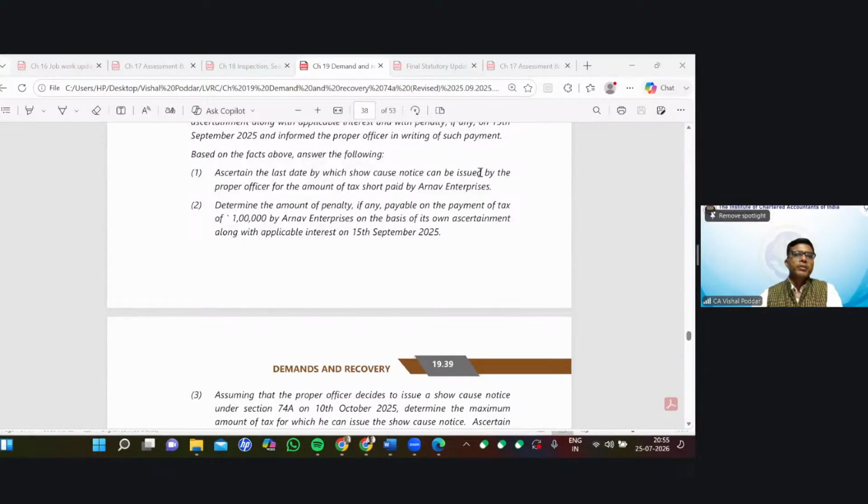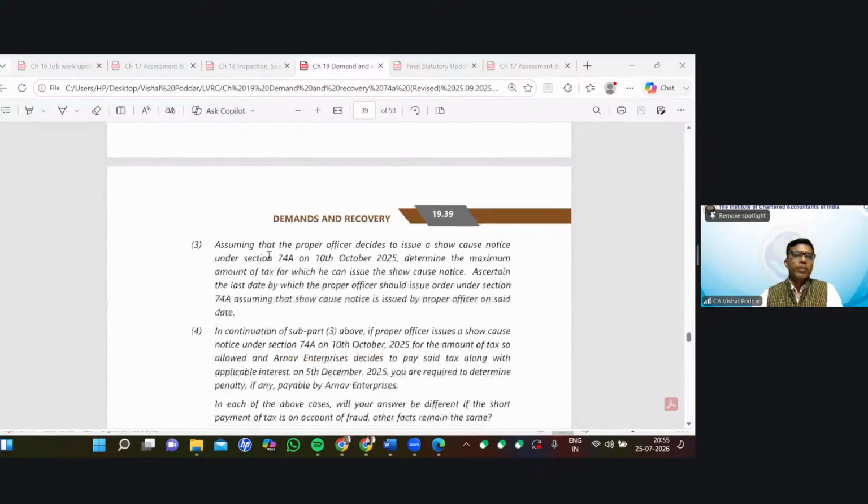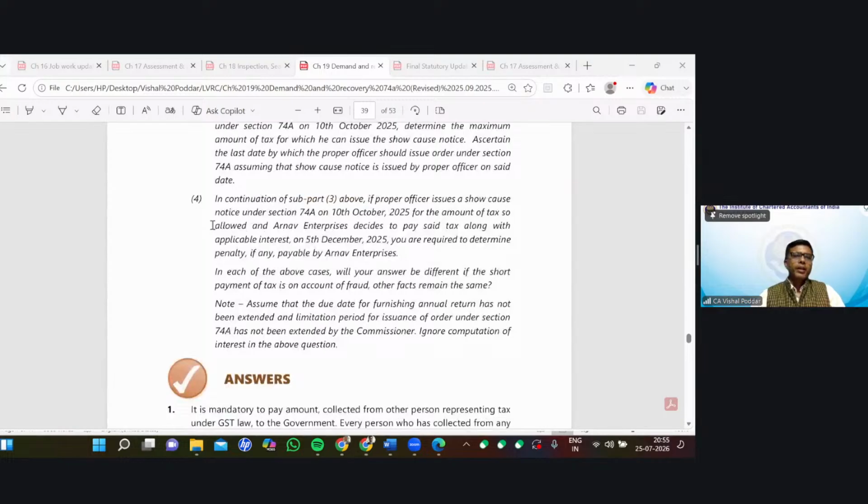Ascertain the last date by which the show cause has to be issued. Determine the amount of penalty payable on the payment of 1 lakh by Arnav, assuming that the proper officer decides to issue a show cause under 74A. And in continuation of subpart 3, if the proper officer issues a show cause notice under 74A on 10th October, what would be the consequences?